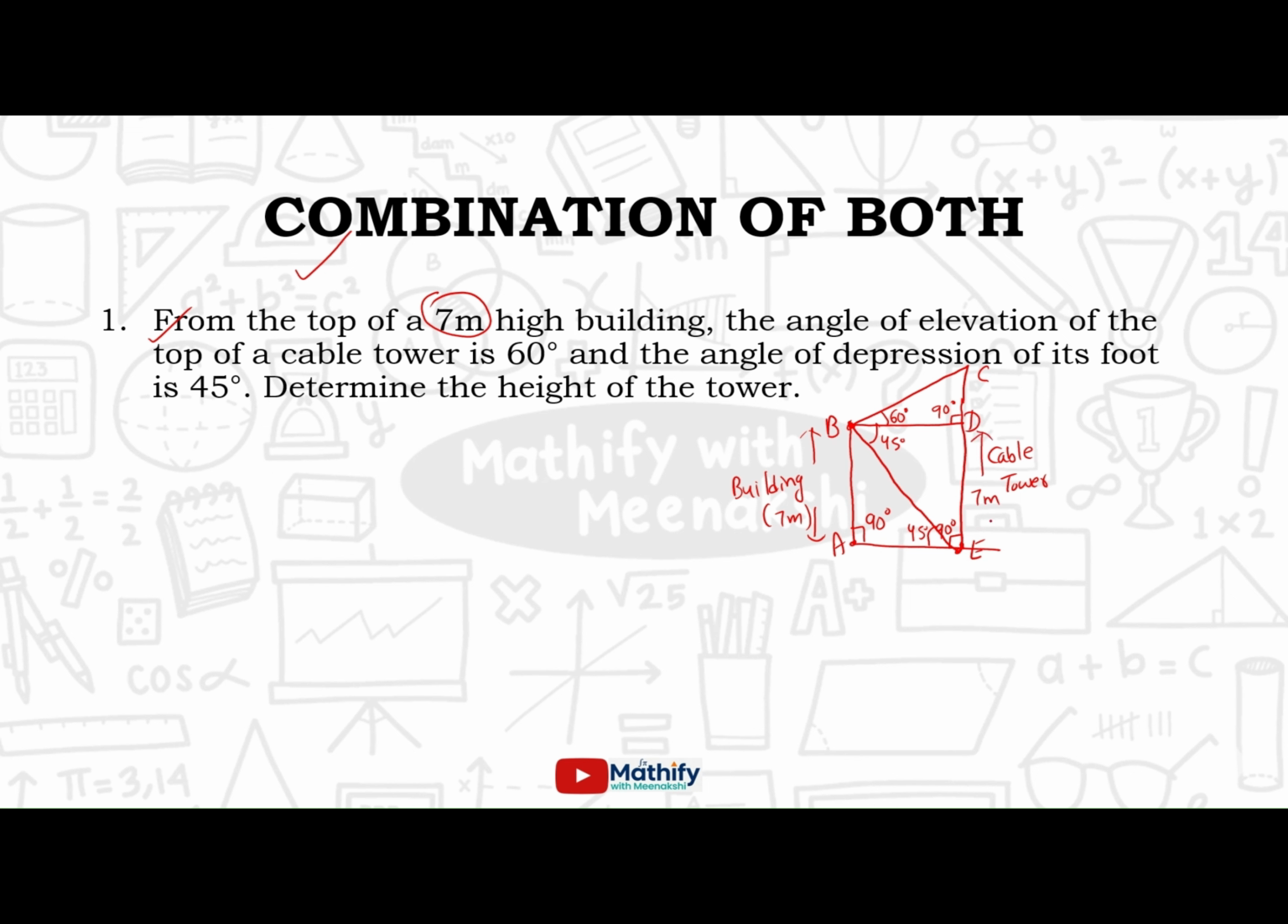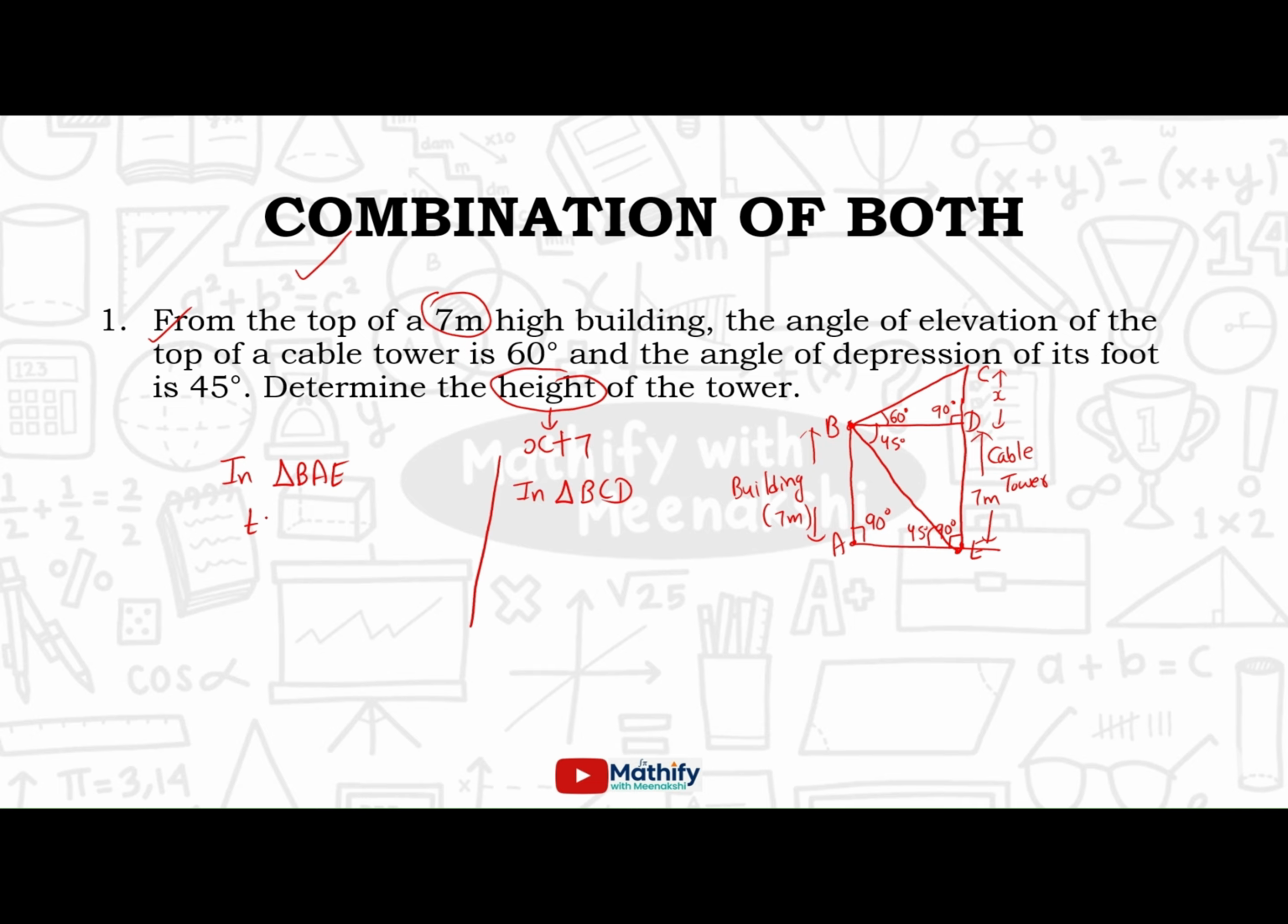Now you have to find the height of the cable tower. So let's write this as X. So what is the height of the cable tower? It's X plus 7. So we have to find the value of X for that. Now let's take two triangles. First BAE for 45 degree and second BCD for 60 degree.